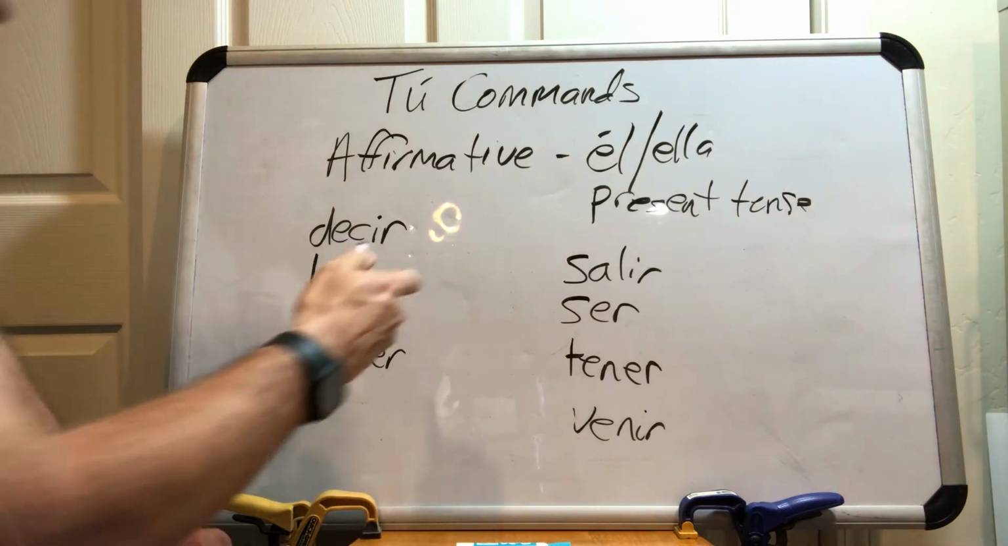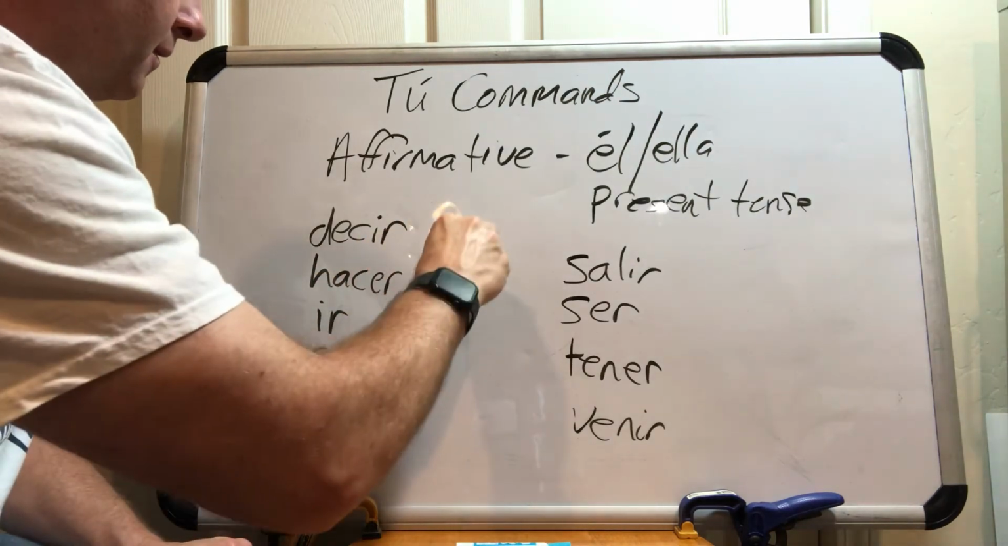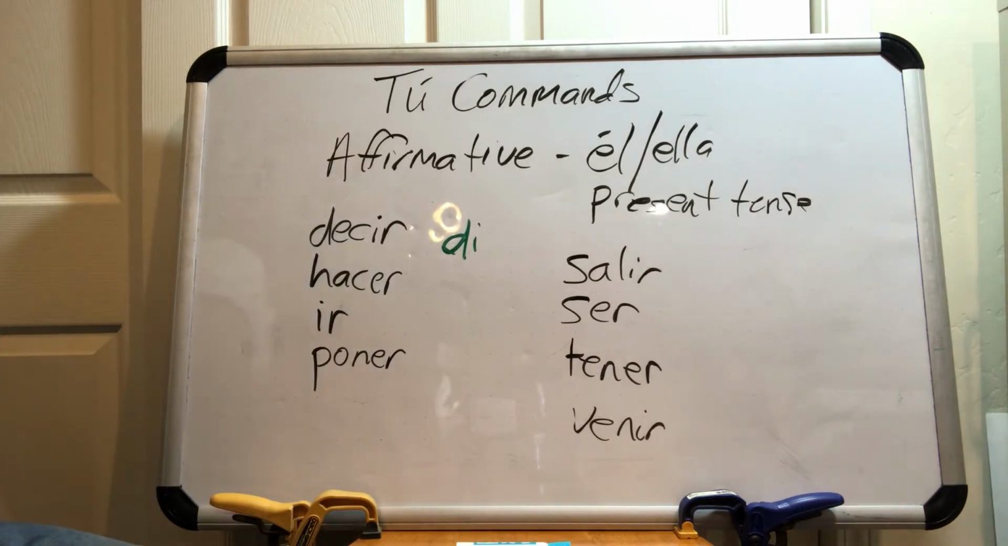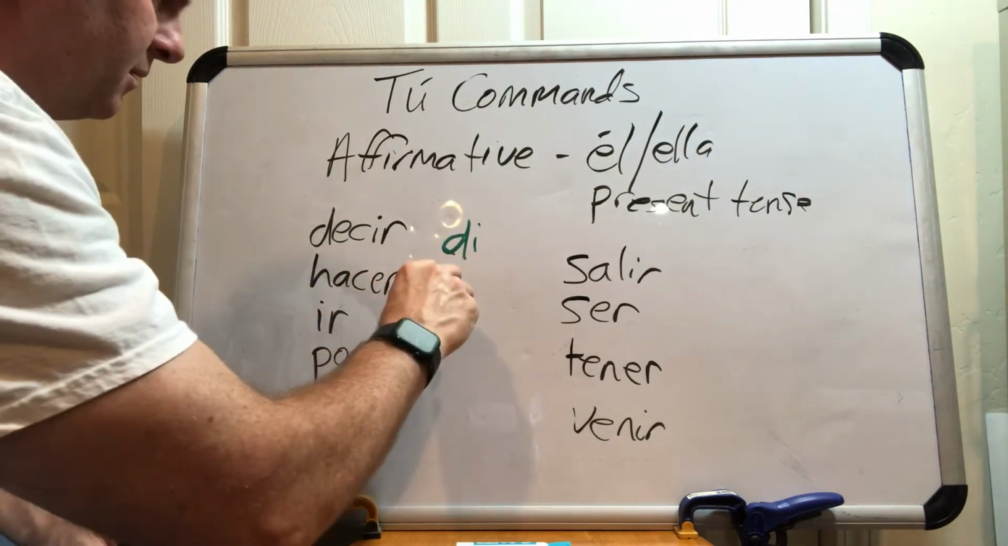Okay, so decir is di, no accent, just D. Okay, hacer is haz.